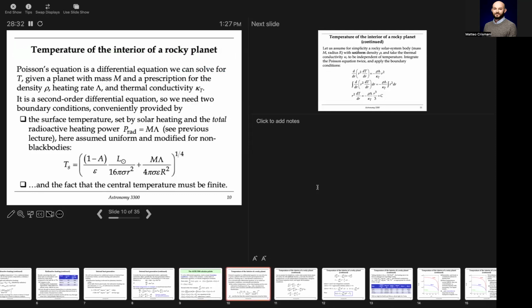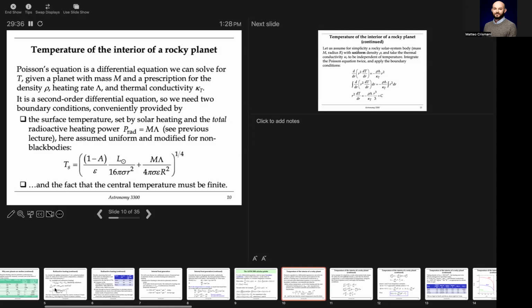There we go. So that differential equation we can solve. As long as we have the mass of the object, the prescription for the density, the heating rate, and the thermal conductivity, you need two boundary conditions. What's the exterior boundary condition? Did you already calculate that in the last one? Yes, you did. It's right here. It's one of the first things we did today.